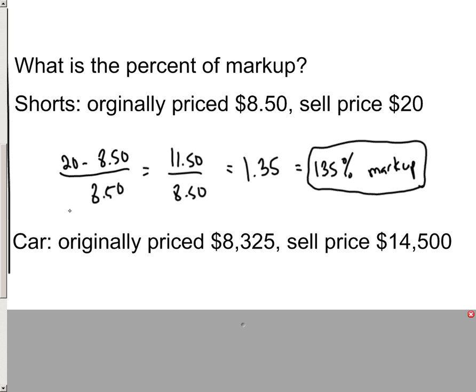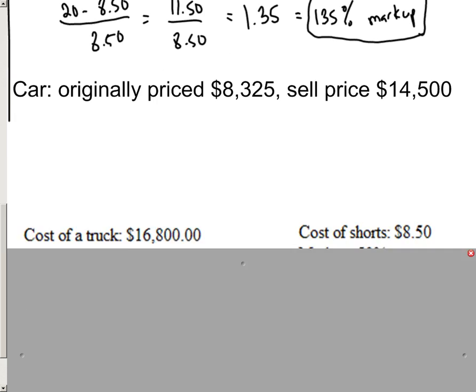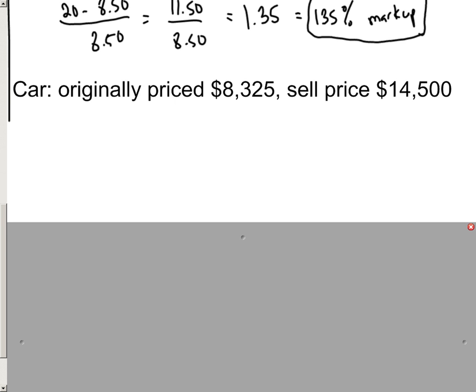Let's take a look at the cars. And let's say it cost a company $8,325 to actually make the car, okay? And they're going to sell it for $14,500, so it's a small compact car. So let's find the difference so we can know how much they marked up the price there. Let's see, 14,500 minus 8,325 is $6,175.